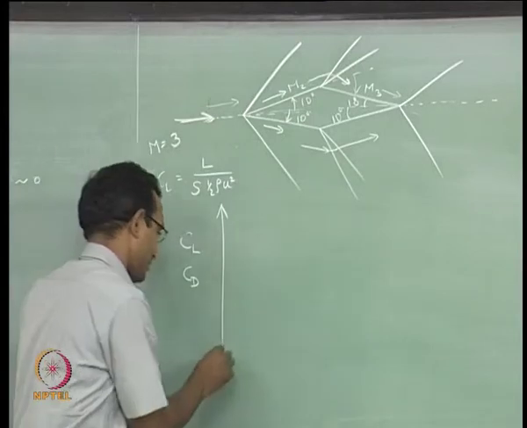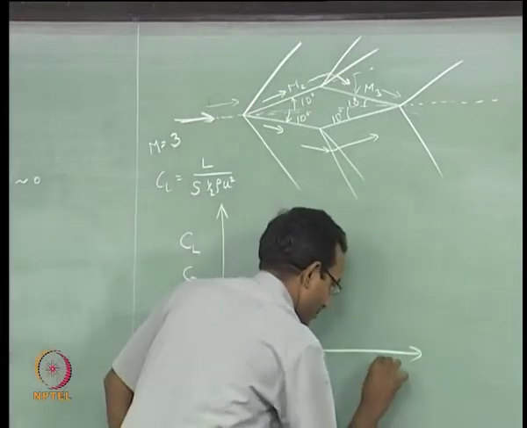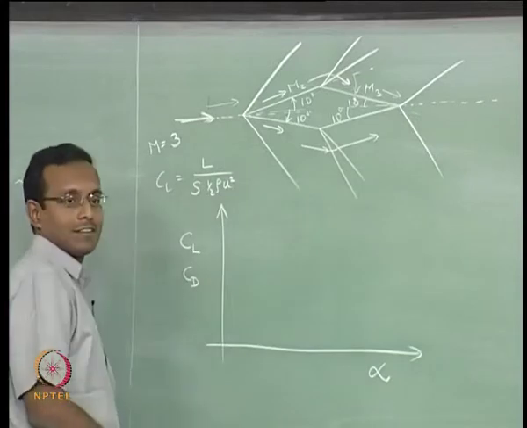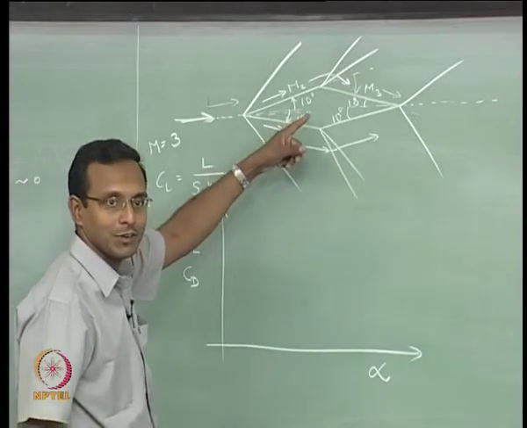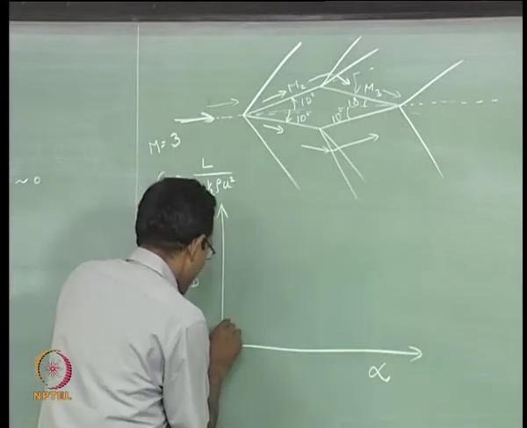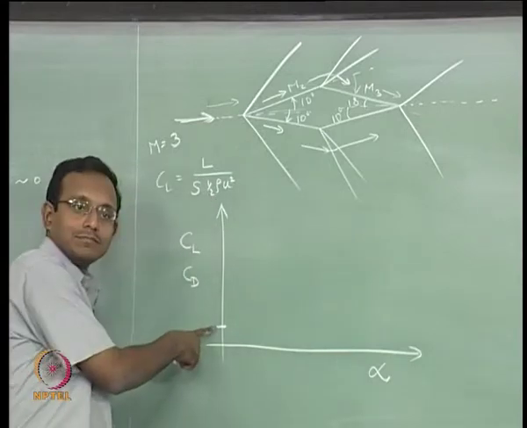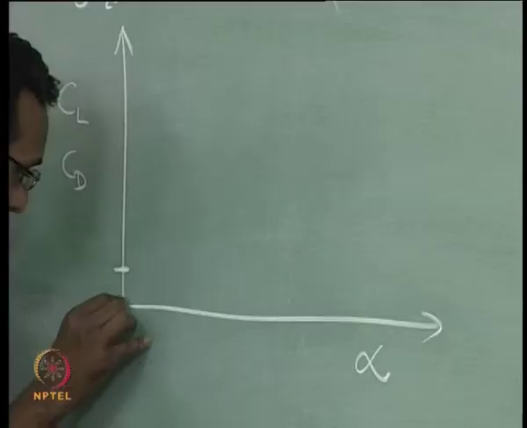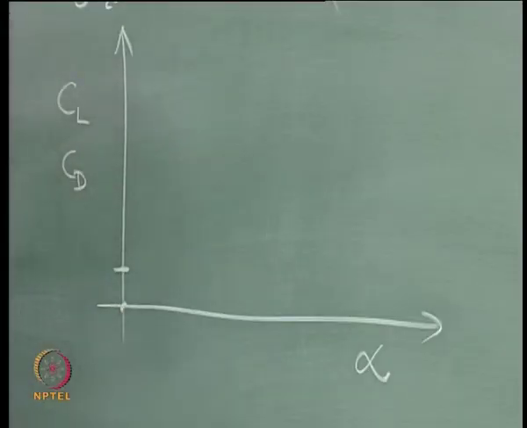If I plot those as a function of alpha, the angle of attack, currently I have drawn the picture only for 0 angle of attack. We know that the very first point for drag is here. What is it for lift? It is here. This is what we know as of now.